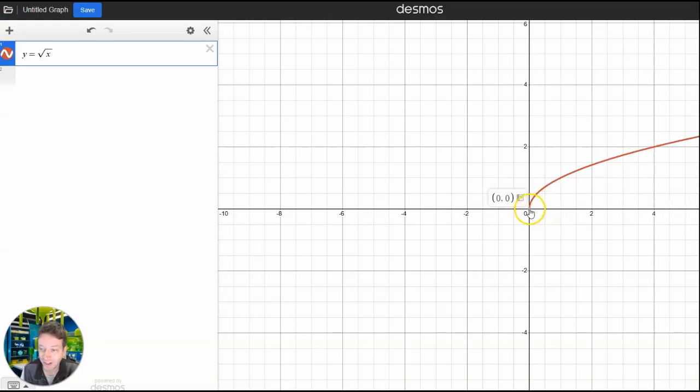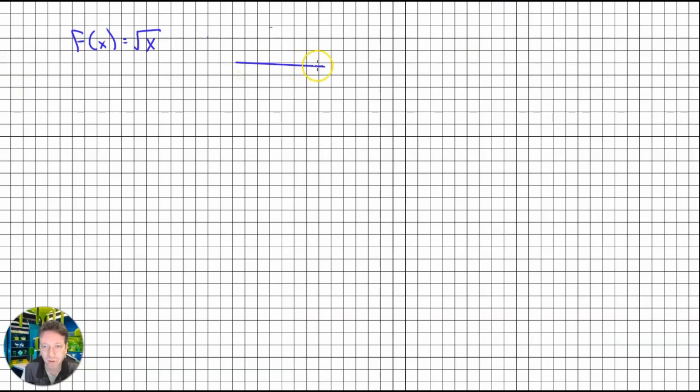So notice that it starts off at 0, 0, and it always increases, but the rate at which it increases decreases. Now I want you to imagine rotating that 90 degrees. It looks like half of a parabola. Wonder why that is. Let's take a look at its table of values. So we'll set up our table of values, x and y.